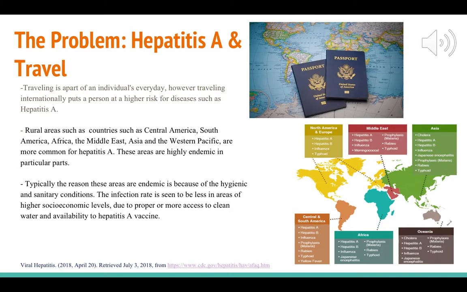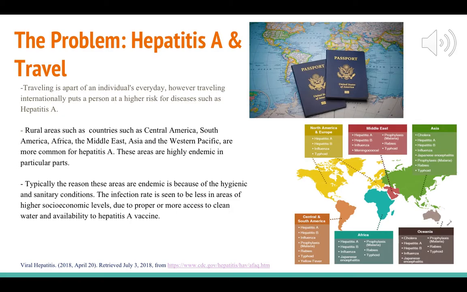However, when you travel internationally, you are putting yourself at risk for diseases such as hepatitis A. Rural areas in countries like Central America, South America, Africa, the Middle East, Asia, and the Western Pacific are all more common for hepatitis A. These areas are highly endemic in particular parts.